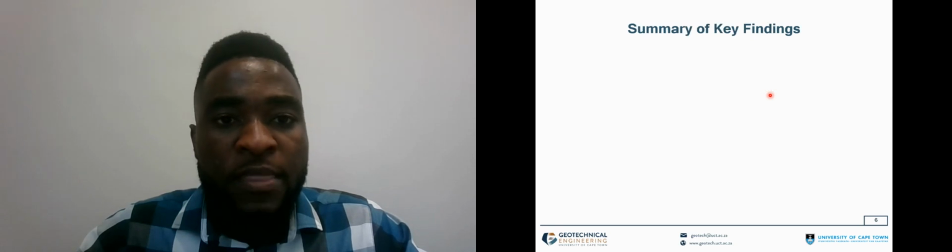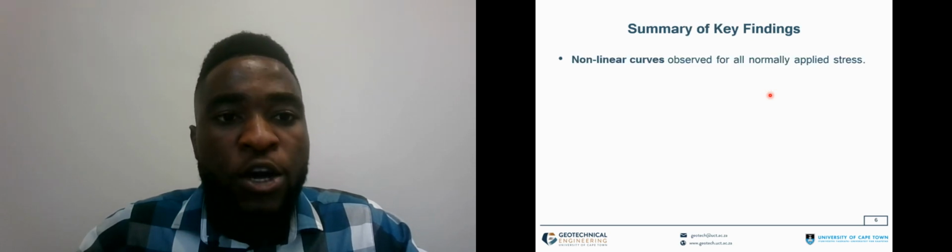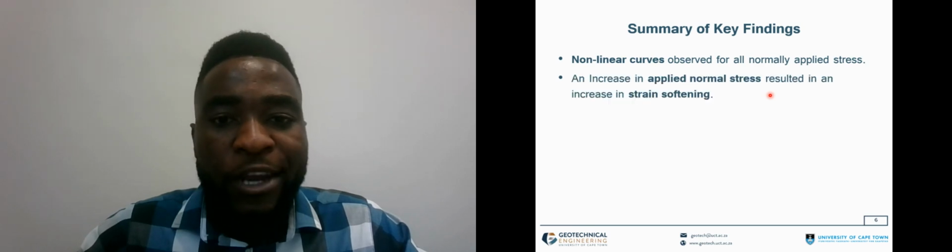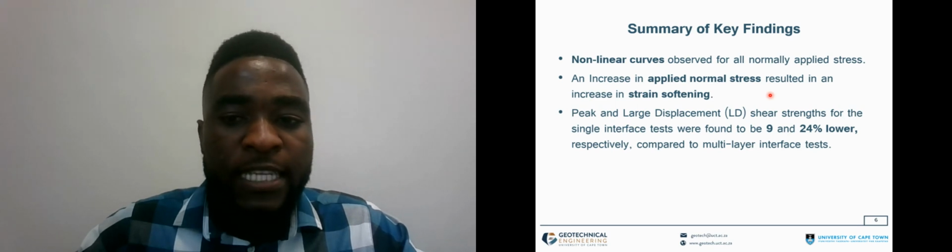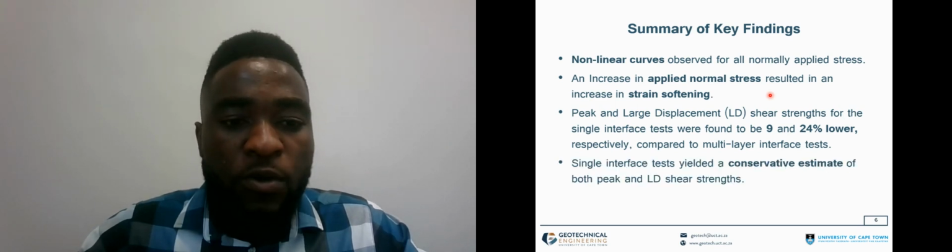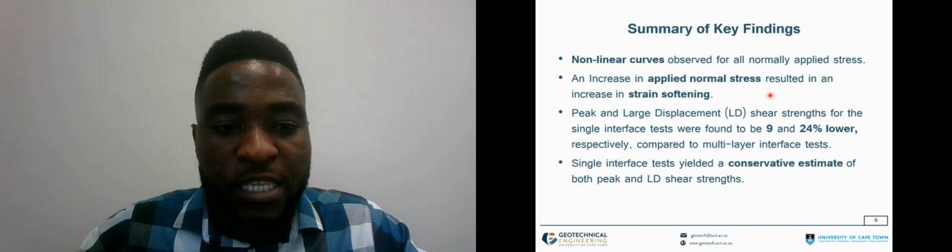After all the testing was done, the following key findings were observed. Nonlinear curves were observed for all normally applied stresses. An increase in applied normal stress resulted in an increase in strain softening. Peak and large displacement shear strength for the single interface test were found to be 9 and 24% lower, respectively, compared to multi-layer interface tests. And then finally, single interface tests yielded a conservative estimate of both peak and LD shear strength.